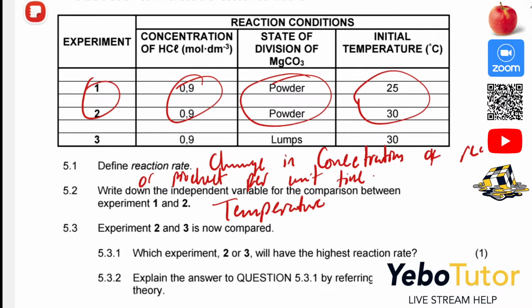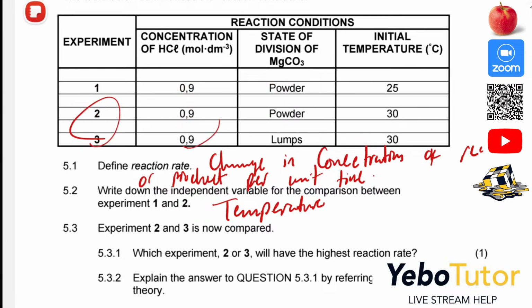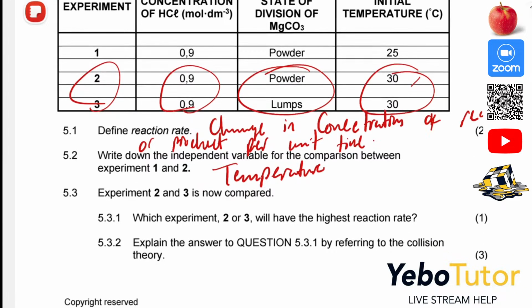Experiment 2 and experiment 3, as we can see here, are now compared. When we compare experiment 2 and 3, I already see they have the same concentration, but the state is not the same. The temperature is the same. Which experiment, 2 or 3, will have the highest reaction rate? Definitely, guys, we can see that experiment 2 will have the highest rate. Now they say explain that by referring to the collision theory.